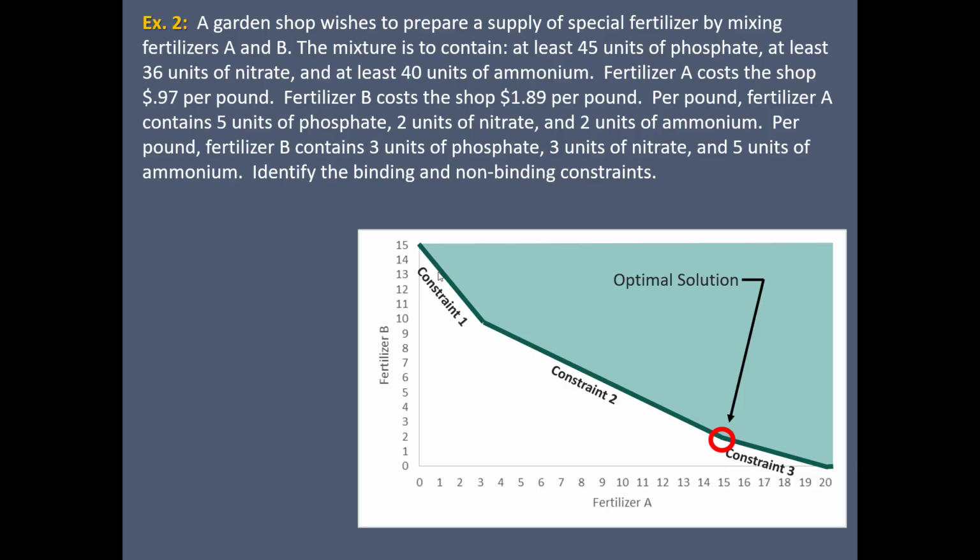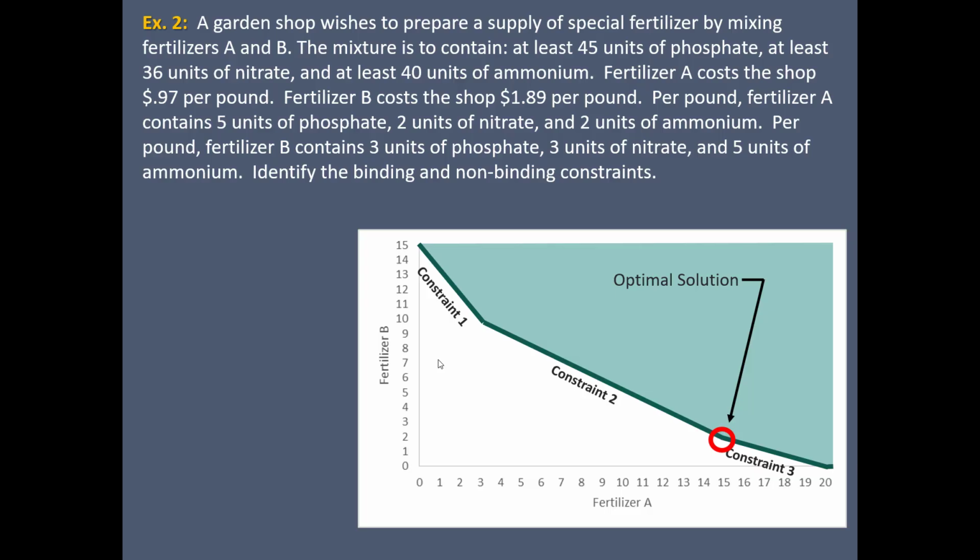The reason why we refer to them as binding and non-binding is because if we were to alter the values at all of constraint 2 and constraint 3, if we are to alter anything to do with those constraints, we will be changing our optimal solution. Constraint 1 is not currently impacting the optimal solution, so we have a certain degree of play with constraint 1. But what we have to do here is simply be able to identify which constraints are binding and which constraints are non-binding.